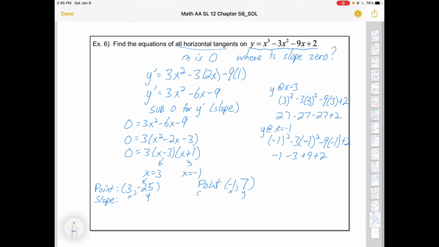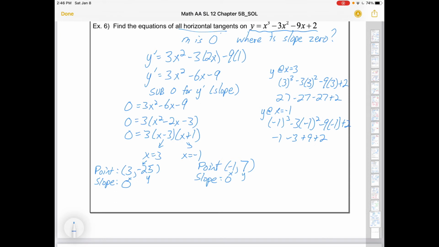Now that we know those y values, we can think about our slope. And they already told us the slope is going to be 0 at these points. So I can use point slope formula on each of these. Point slope formula, just to recap, is y minus y1 equals m times x minus x1. So I'll have y minus negative 25 equals 0 times x minus 3. Or in other words, y plus 25 equals 0, or y equals negative 25. And because it's a horizontal line, of course it's going to be just y equals a constant. If you notice that property, maybe you could have saved yourself a couple of steps here of using point slope formula, but it's okay if you don't.